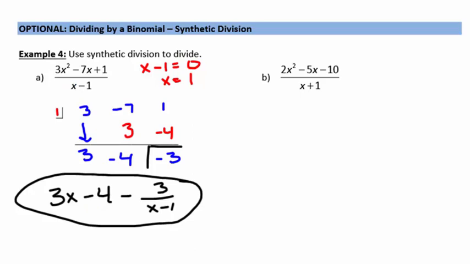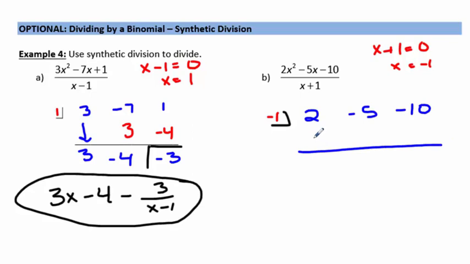In part B, let's try this one again. If I take the denominator, x plus 1, and set it equal to 0, I'll find that x would be equal to negative 1. So we're going to start with negative 1 in a little box right there, and we're going to list just the coefficients of the polynomial. So it'll be 2, negative 5, and negative 10. Drop down the first number, 2. Negative 1 times 2 is negative 2. Now add. It was negative 7.